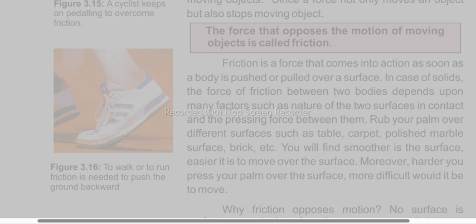Figure 3.15, a cyclist keeps on pedaling to overcome friction. Figure 3.16, to walk or to run, friction is needed to push the ground backward.